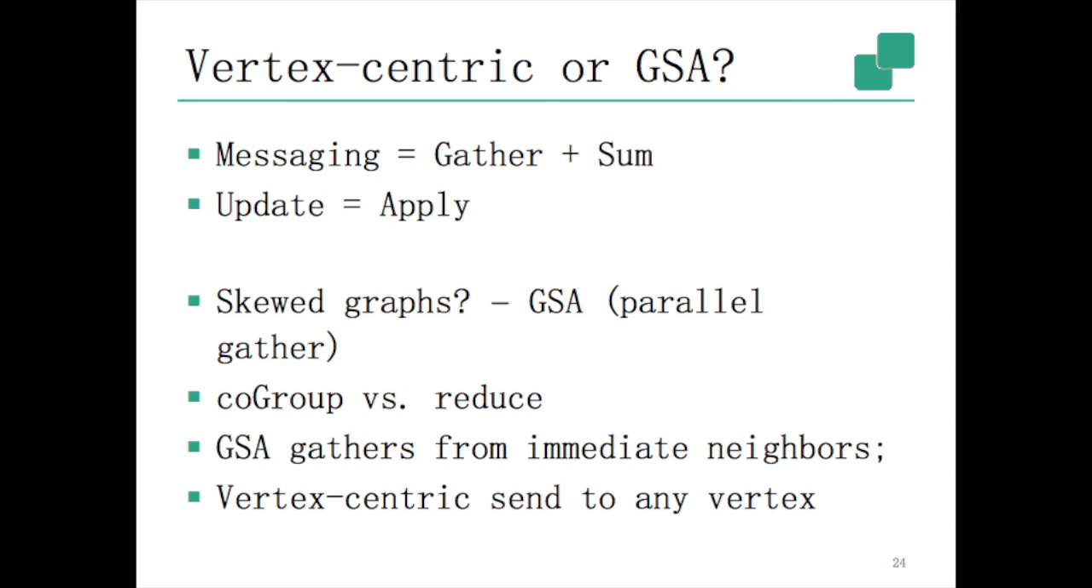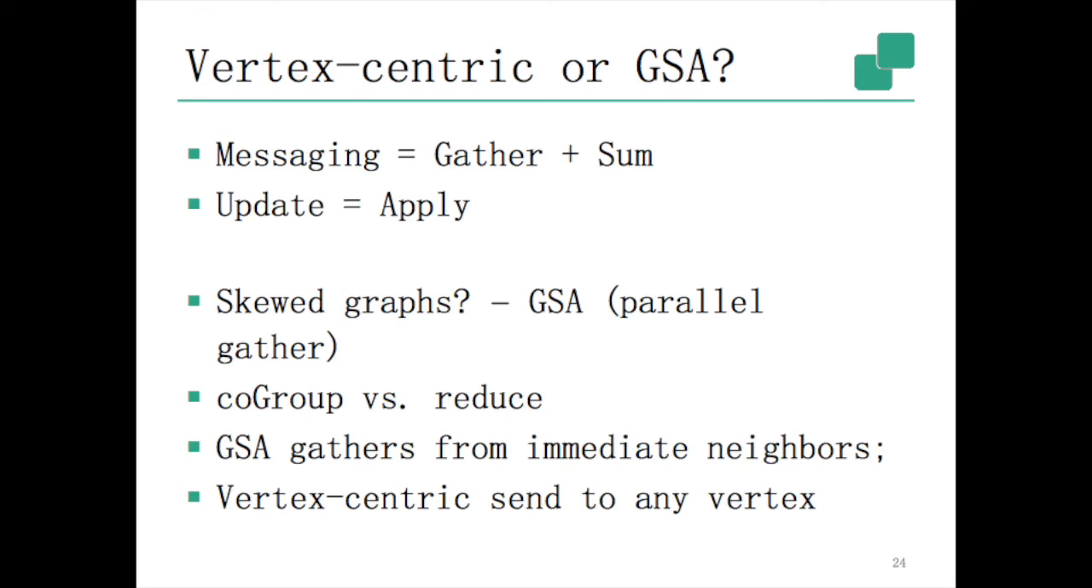Another argument, which is a bit internal, is that vertex-centric uses 2 cogroups, whereas gather sum apply uses join, map, reduce, and another join. So basically, for commutative and associative combined functions, it's always better to use gather sum apply, because it can make use of these combiners that reduce uses in the background and speed up computation.